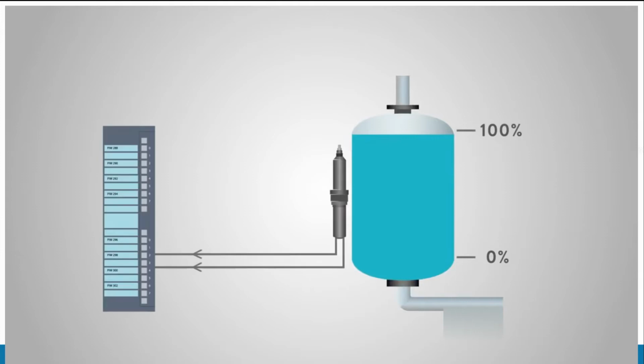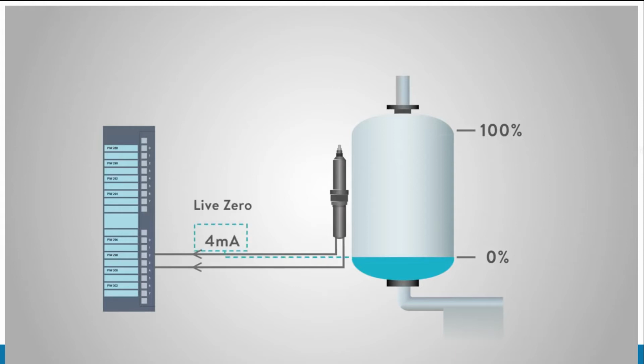Lastly, 4 to 20 milliamp current loop signals provide a basic level of diagnostics. Since 0% equals a 4 milliamp signal, a broken wire would break the circuit, and 0 milliamps would be sensed. This live zero feature, where 0% is equal to a value of greater than 0 milliamps, allows the control system to detect a broken wire at 0 milliamps.